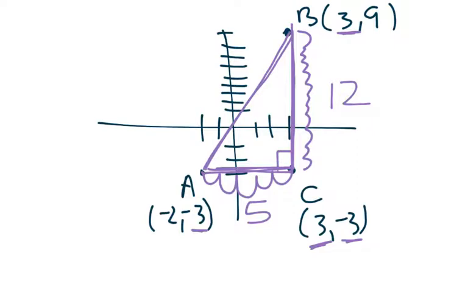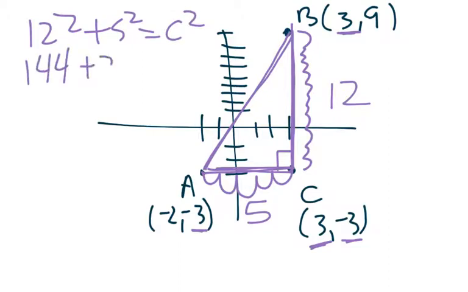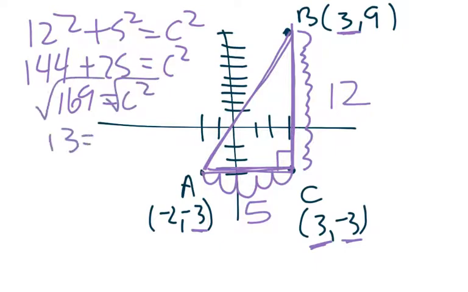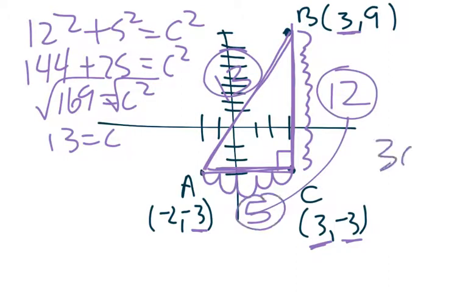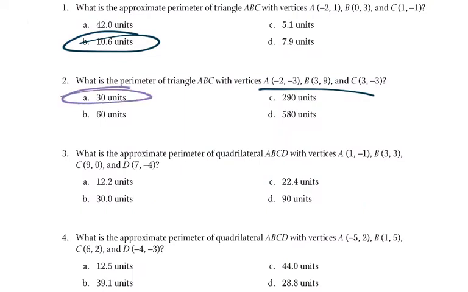Using the Pythagorean Theorem, we can just go 12 squared plus 5 squared equals that one squared, so 144 plus 25. So 169 equals c squared. Take the square root of that. We get 13 for c. So we have 13. So 13 plus 12 is 25, plus 5 would give us 30. So our answer would be A. Okay, now number 3, we want a quadrilateral, but it's the same idea.